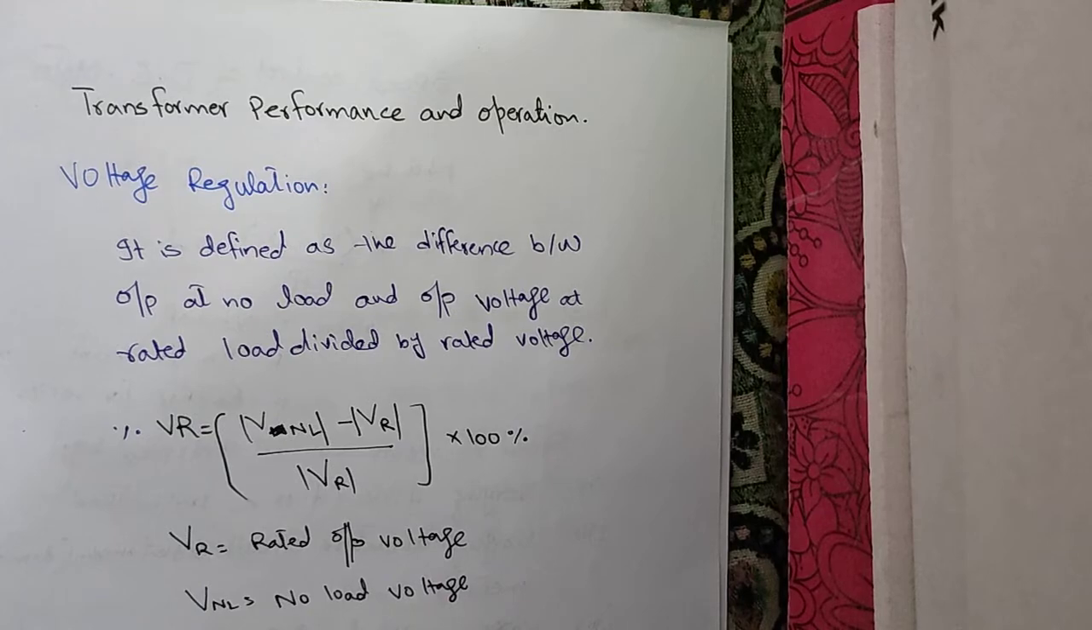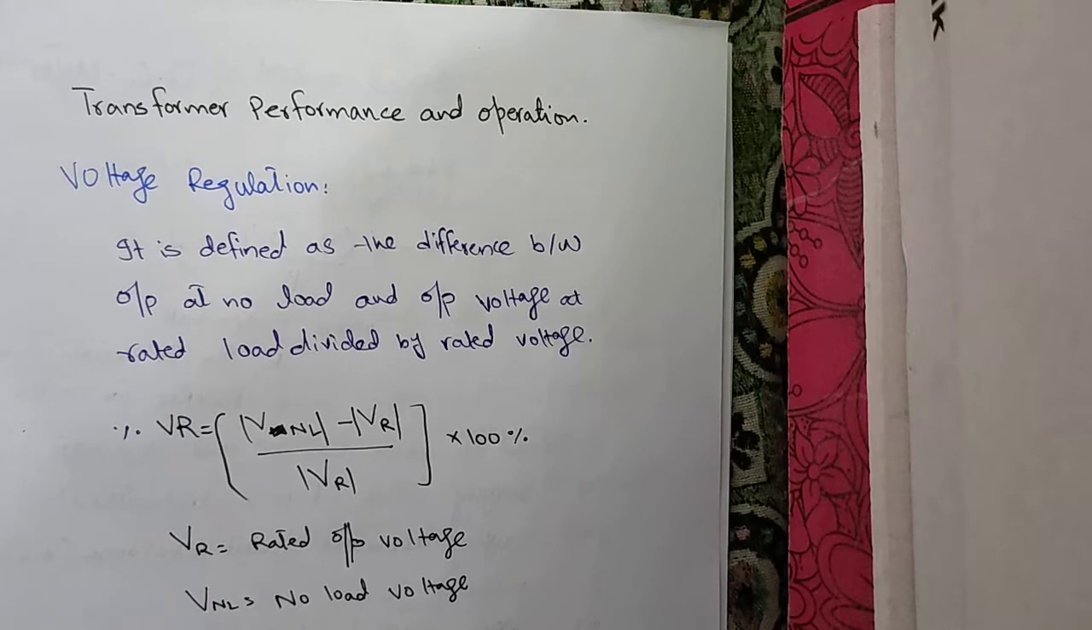वोल्टेज रेगुलेशन है क्या? Voltage regulation can be defined as the difference between no load voltage minus the voltage at rated output, divided by rated output voltage. What is rated voltage?